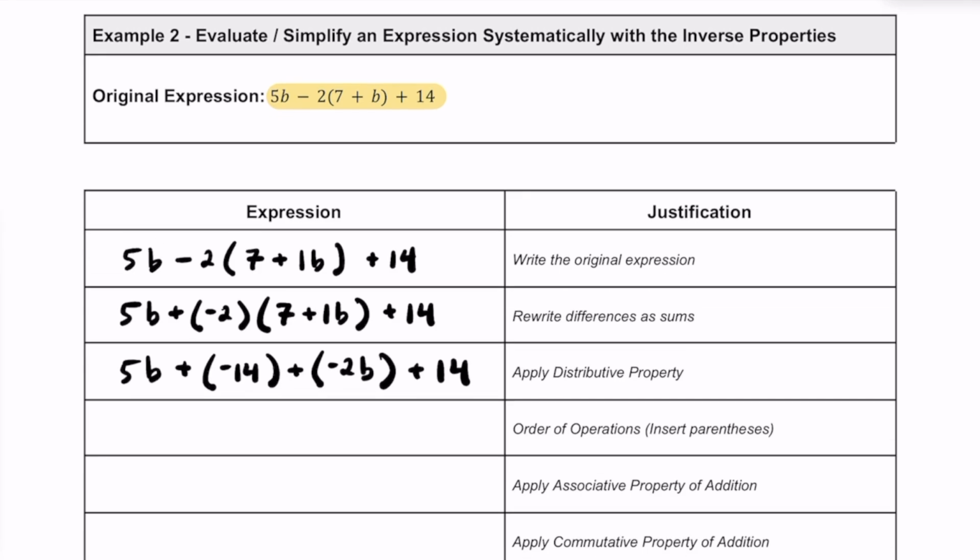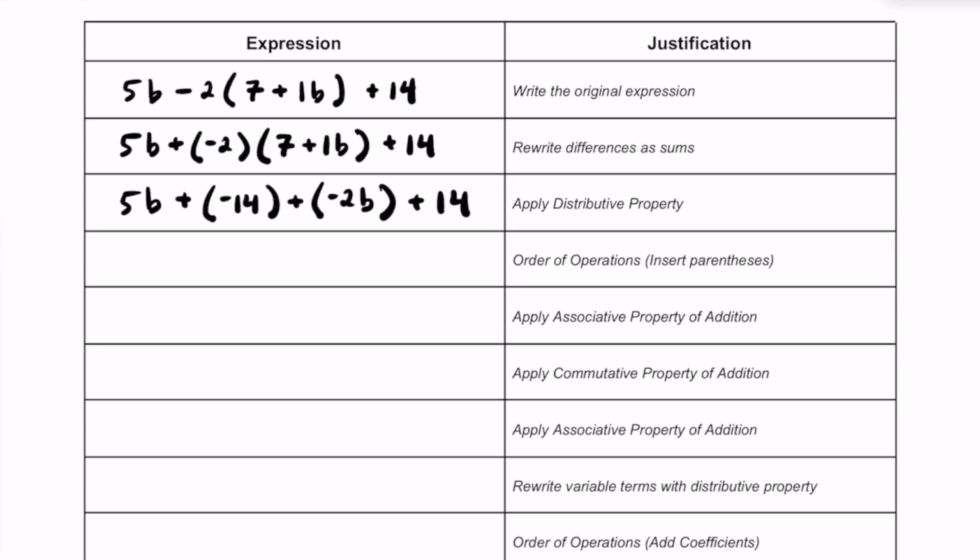Okay. Let's go ahead and apply the order of operations here and put in some parentheses. So let's go ahead and put brackets in instead. So I'm going to put them in the beginning just because everything's adding, so we should go left to right. Go ahead and put that here. And then we can go ahead and just copy the rest of this. It's plus this -2b and then plus 14.